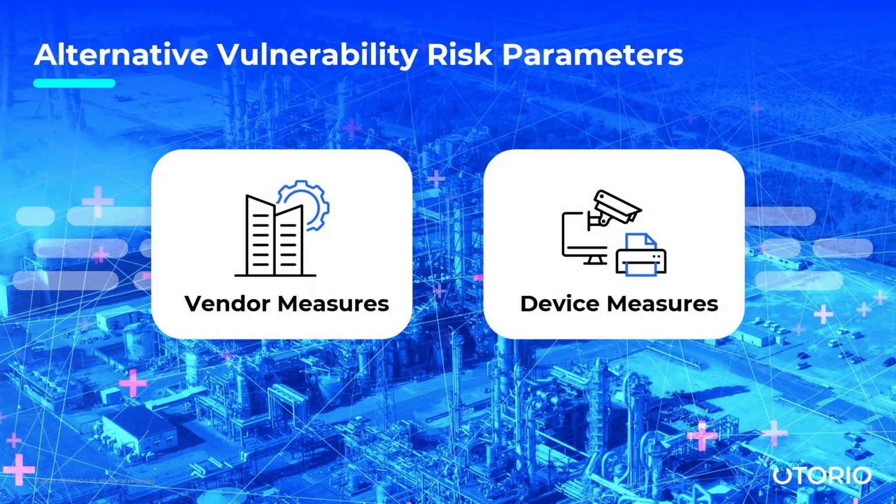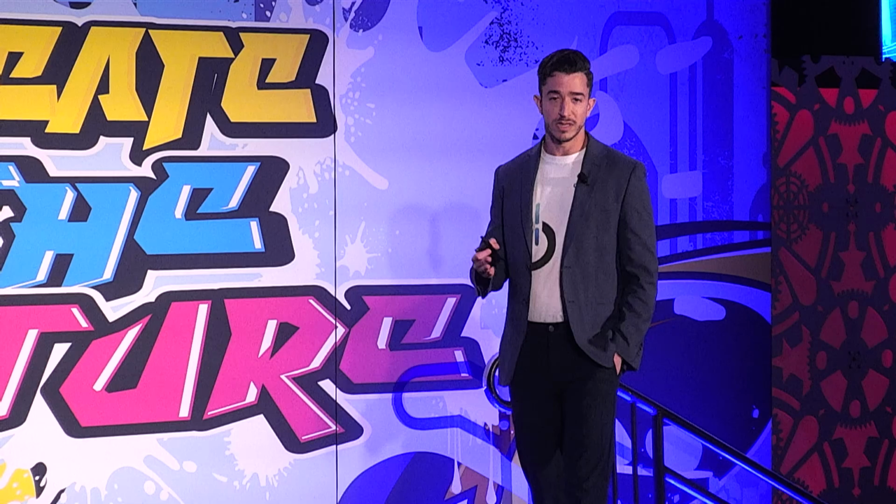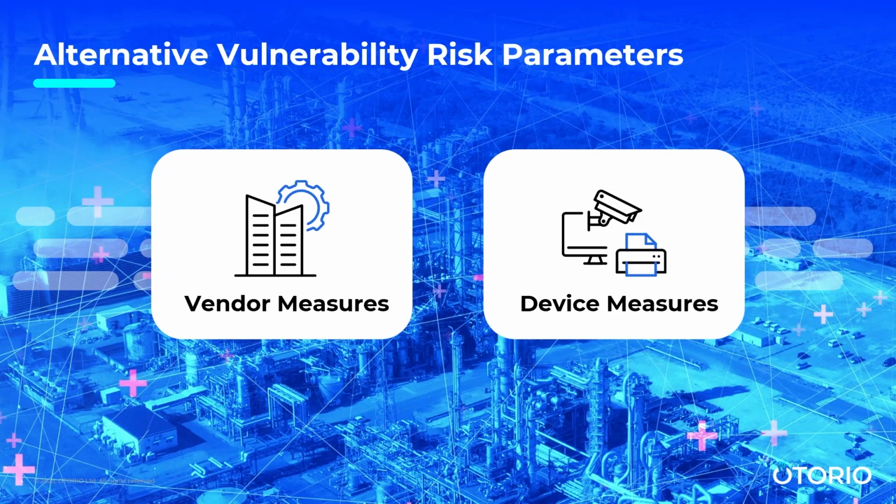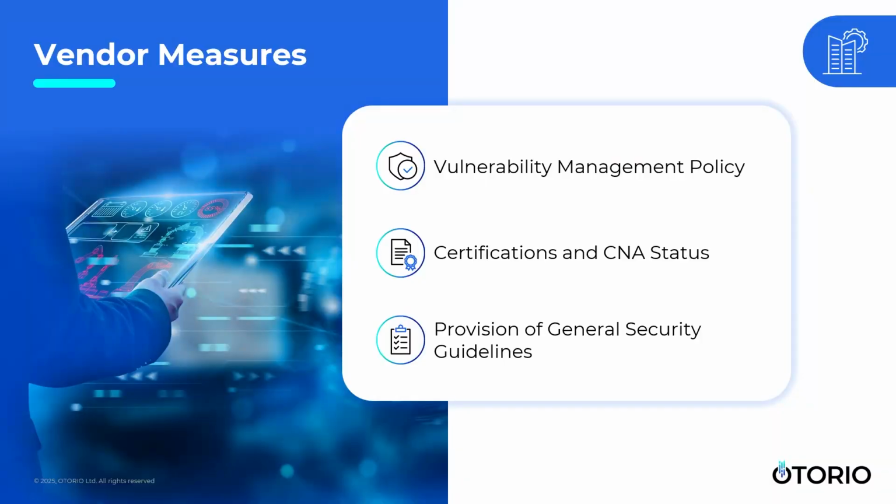So we took two main categories. One, vendor measures. How seriously does this vendor take security? What do they do about it? What type of indications can we learn about this vendor? And the second part is device measures, meaning on the specific product, on the specific device, whether we can say something more specifically. So let's take a look at vendor measures. When we're talking about vendor measures, we took three main parameters.